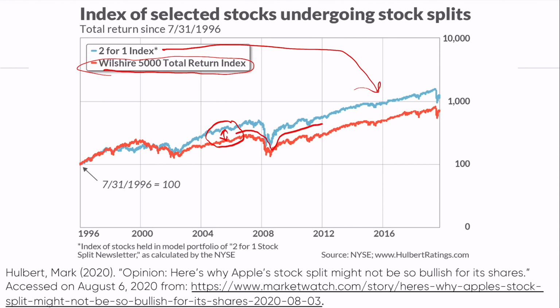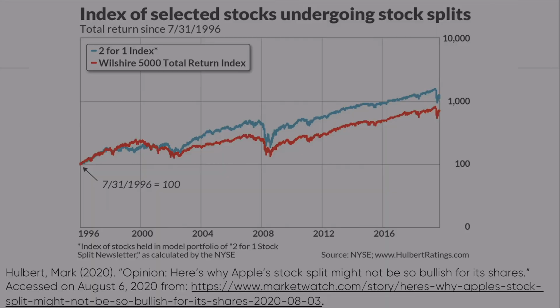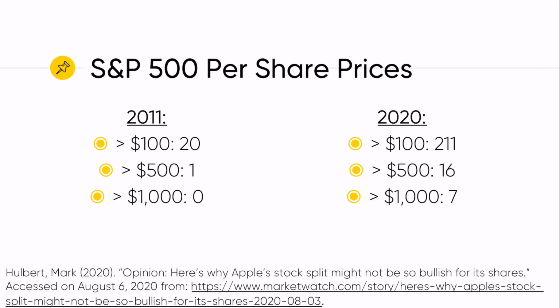It's basically the same now as it was back here, which suggests that all of the outperformance of this strategy came right here. And since then, there really has not been any outperformance from stocks that have split versus those that have not. And that's reflected in the ways companies are splitting or not splitting recently.